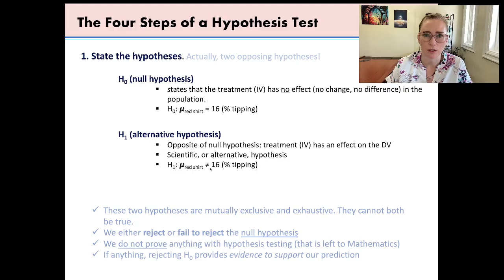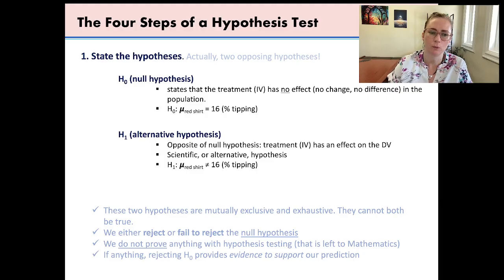And it's really important that these 2 hypotheses are mutually exclusive and exhaustive. So both cannot be true at the same time. It has to be only one at a given time that is true, and it has to cover all of the possible conditions that we have.